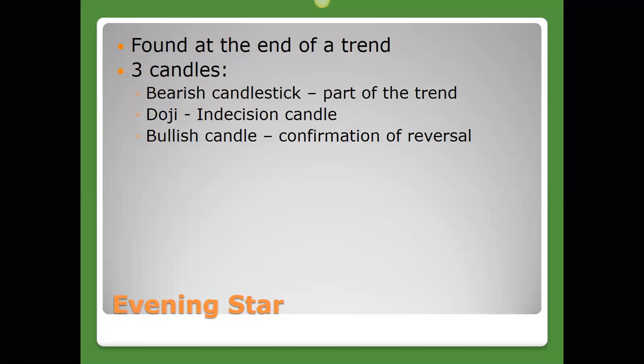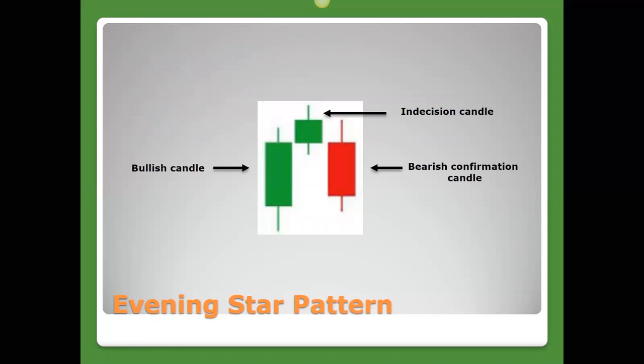Okay, so just the writing is a little bit incorrect here. I'll have to change this because this is actually the definition of a morning star. So this is what the evening star looks like. We have a bullish candle, and so the trend is going up. We are looking for this at the top of a trend.